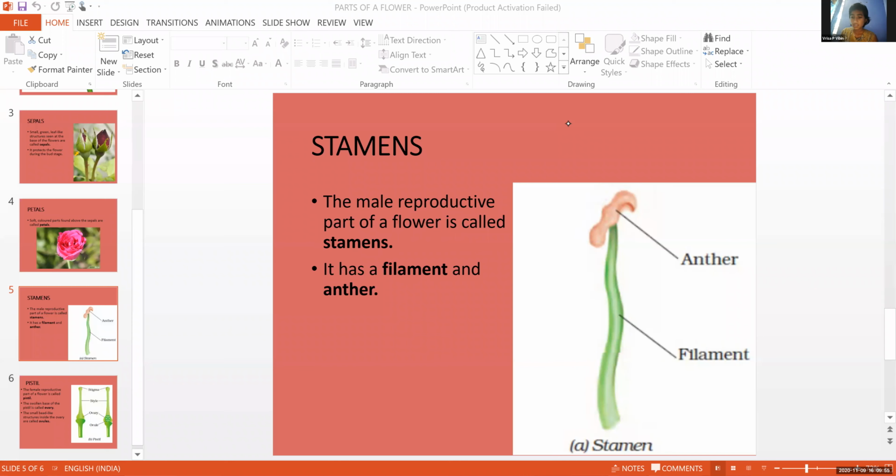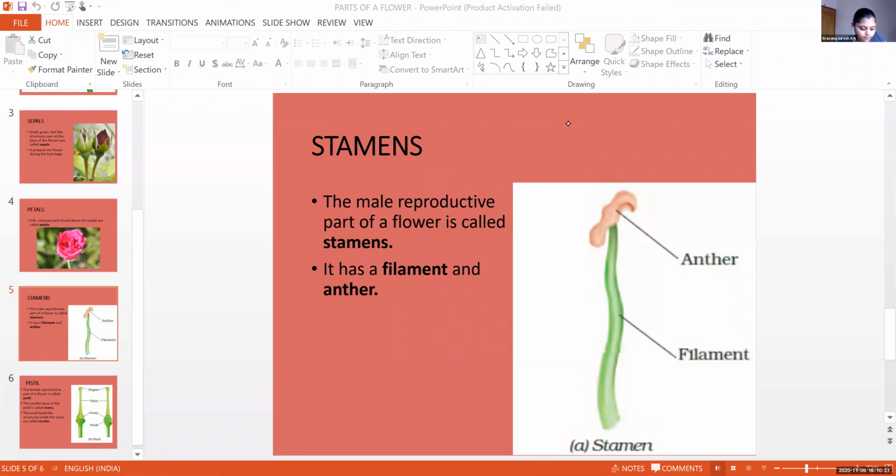Ma'am, can it be written like the male part of a flower which helps in reproduction? Yes, that's also possible. This is a very simple way, no? Whichever one you find simpler or more appealing, you can use it. I just made it simpler and wrote it so that you can understand it easily. That's all. Stamens finished.